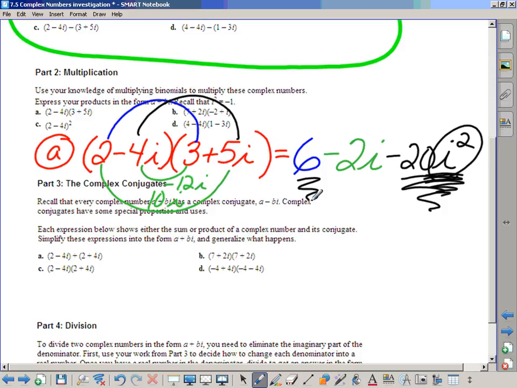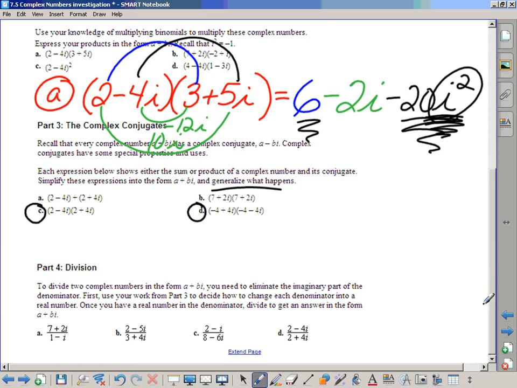Now, conjugates. I'd like you to work through complex conjugates and see what happens, generalize what happens in part 3 here, when you multiply something by its conjugate. The conjugates are C and C and D. See what happens especially with those when you end up multiplying. Because those conjugates are going to come into play in part 4.